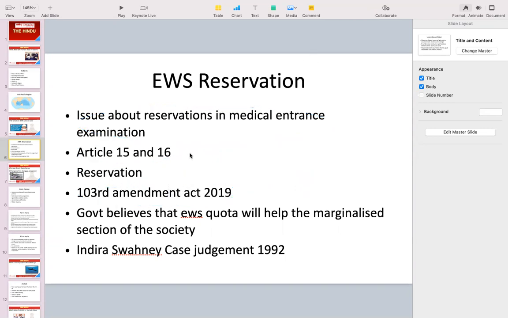So do remember that we already have reservation by what? By Article 15(16), by means of the 103rd Constitutional Amendment Act, which introduced reservation for whom? EWS. How much? 10%. This has been done because the government believes it will help the marginalized sections of the society. But as per the Indra Sawhney case, total reservation cannot exceed 50%. That is what is being looked upon by the court as of now.